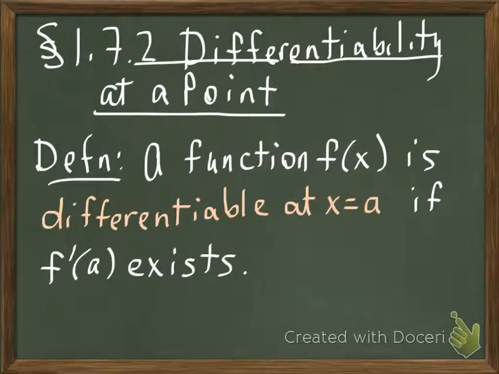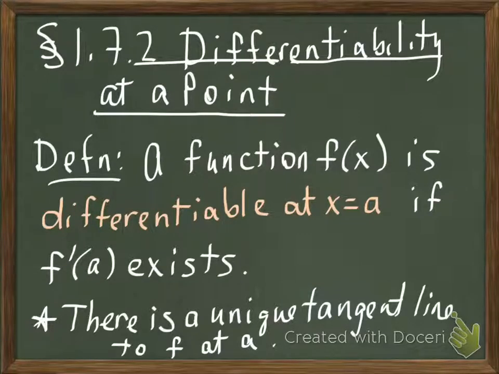So in this video we're going to look at the relationship between a function being continuous and a function being differentiable. So notice that a function being differentiable, saying that the derivative exists at a point, we know geometrically what that means. It means that there is a unique tangent line to f at a. And when mathematicians say unique, they mean exactly one. So there is one and only one tangent line to f at a if f is differentiable.